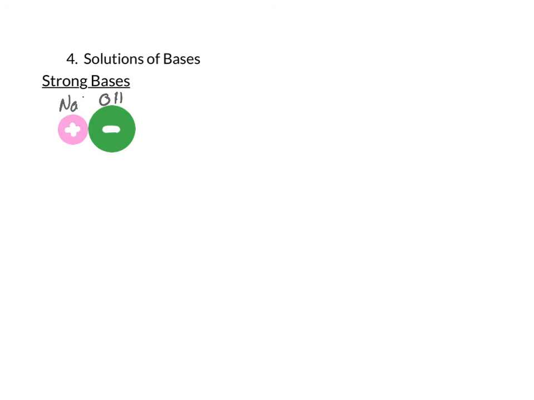We'll start with our model. We have our positive charge and our negative charge for the hydroxide. Again, I'm drawing it as a single ball, even though it is a polyatomic ion. I'm just showing it as a single negative charge.